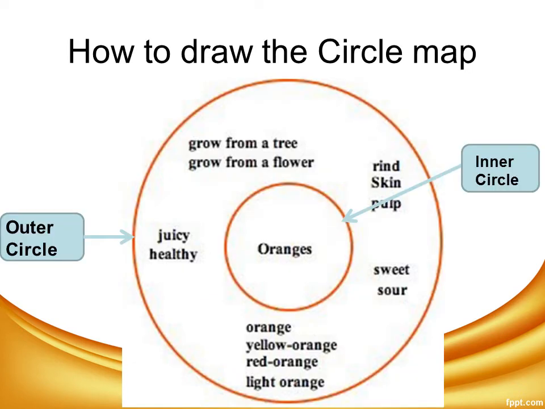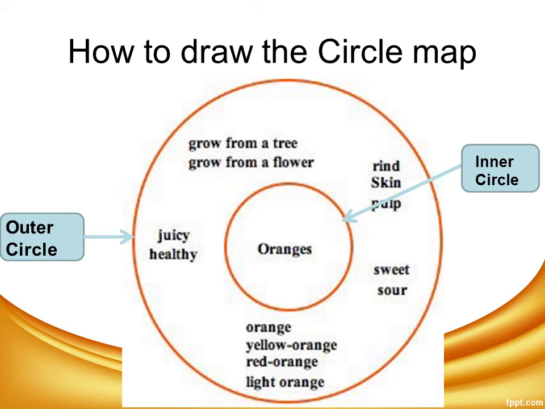In order to create the circle map, you draw an inner circle and an outer circle. In the inner circle, write the big idea or the main concept. Have students brainstorm everything they can think about that concept and put it in the outer circle.